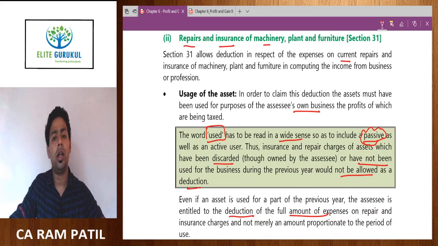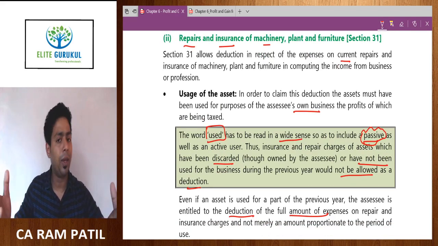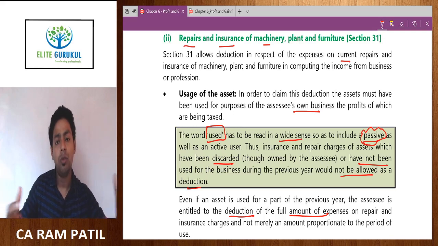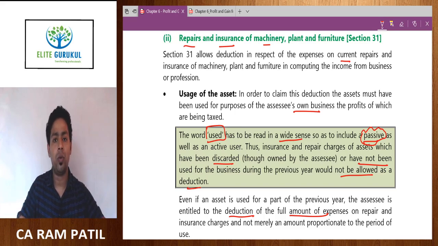So 2 sections are done from my side in the deduction chapter. The next section we are discussing is section 37(1). By skipping some intermediate sections, directly we are jumping to section 37(1), the general deduction, which will help us to understand the balance provisions. Thank you.